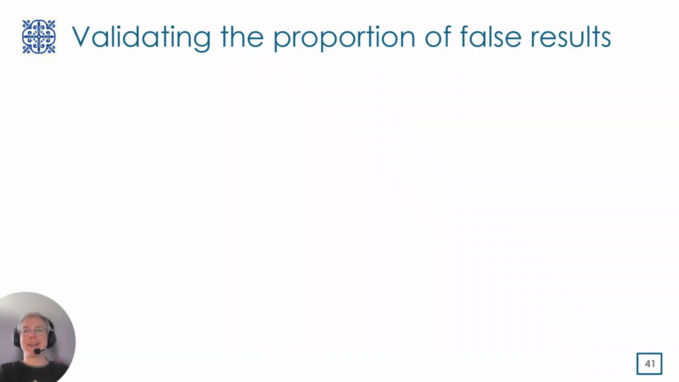Okay, so you evaluated your unreliability zone, you decided on the concentrations at which you are going to do your validation for the false results. And so you have one concentration below, one concentration above your threshold. Remember, this threshold can be your LOD or it can be a decision point. So you're ready to evaluate the proportion of false results at both of these concentrations.